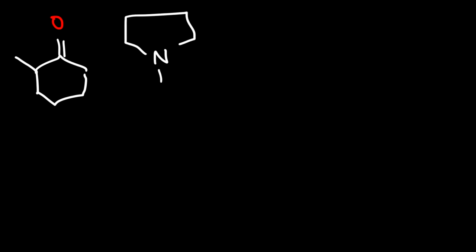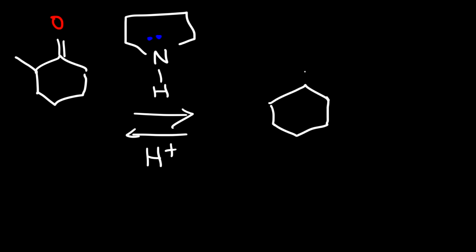So next up, we're going to have 2-methyl cyclohexanone, and let's react it with a secondary amine under mildly acidic conditions. So we know this is going to give us an enamine. So we're going to have a carbon-nitrogen single bond and a carbon-carbon double bond. So should we put the double bond on the left side or on the right side? The double bond is going to go on the side that makes it more stable, that is with the R group on the left.